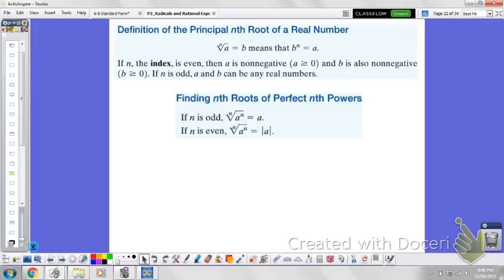And that gives us the ability to find nth roots of perfect nth powers. So if n is odd, then the nth root of a to the power of n is just a. However, if n is even, then we have the nth root of a to the power of n equal to the absolute value of a. So that's saying odd powers and odd roots can give us positive or negatives, where just the even powers give us only positives.